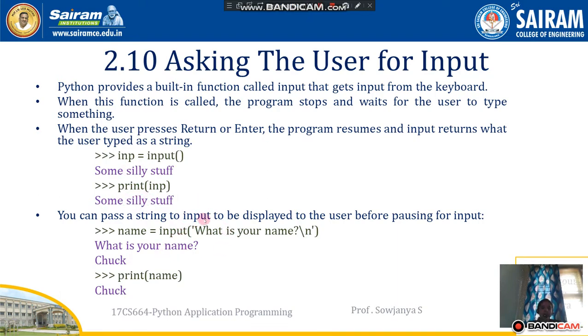You can pass a string to input to be displayed to the user before pausing for the input. How can you do that? For example, say name is equal to input of "What is your name?" It will ask what is your name and wait for the user to enter the name. When you print that particular name, the output should be checked. So that is how you take user input.